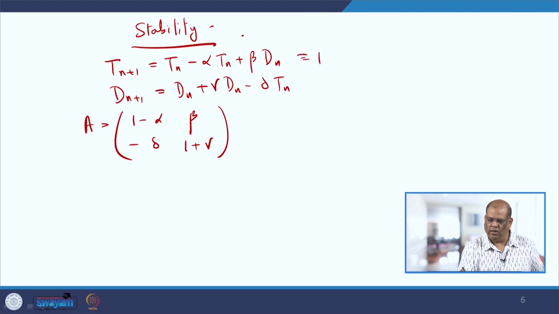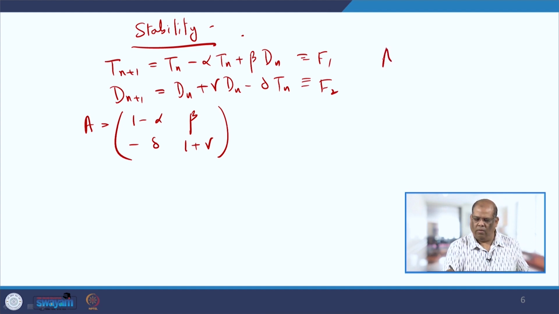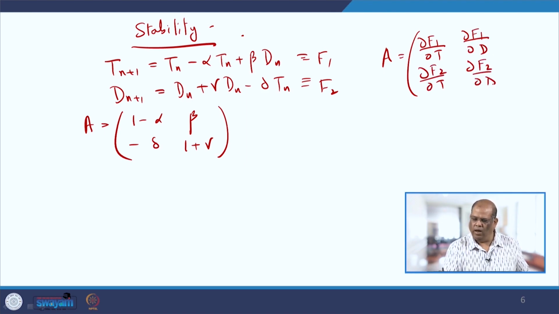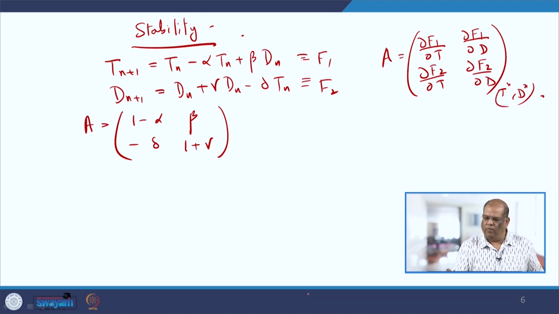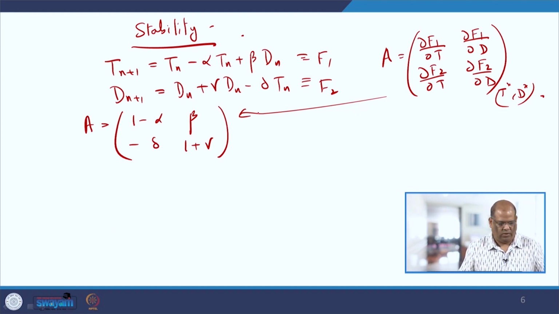I can take this as F1, this as F2, and your matrix is going to be del F1/del T, del F1/del D, del F2/del T, and del F2/del D at the point T star and D star. And you can see, if you just do this, you will get exactly this particular matrix. So now you have to find the eigenvalues of this matrix.